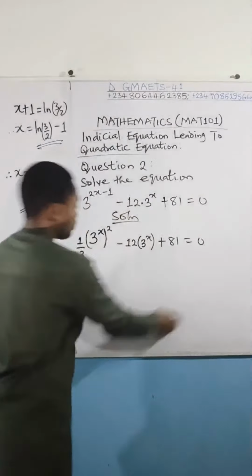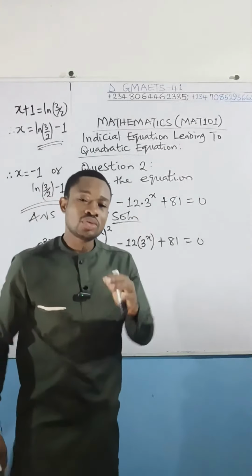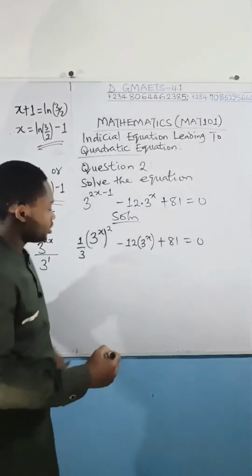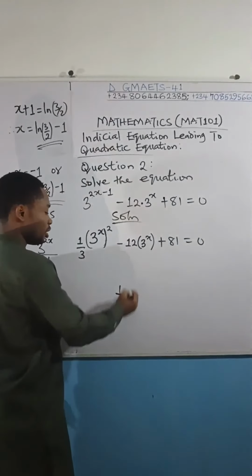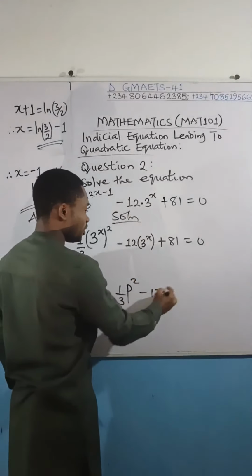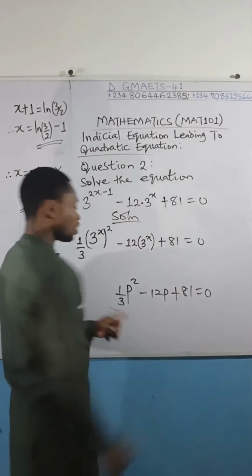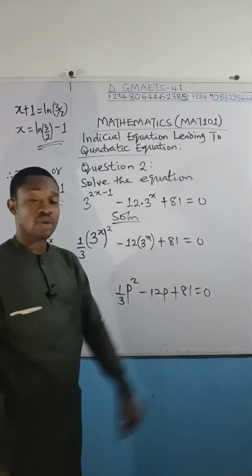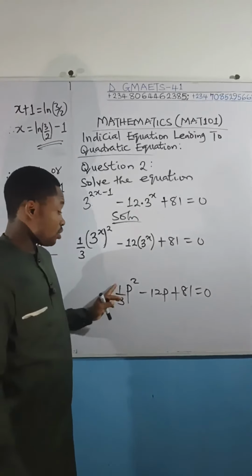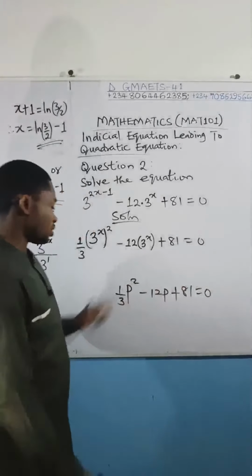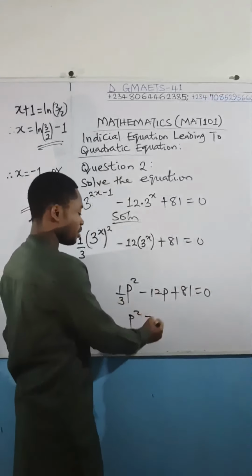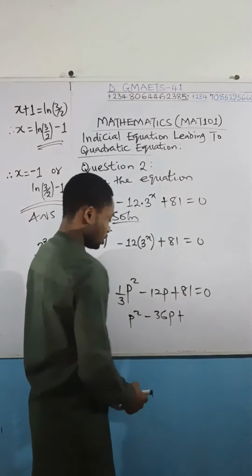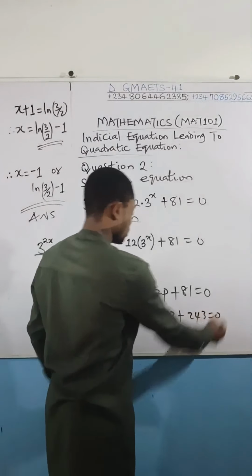Now we have gotten our proper quadratic equation, where the quadratic equation contains the unknown term 3 to the power of x. It's just like somebody giving you 1 over 3 p raised to the power 2 minus 12p plus 81 equal to 0 to solve. Now, if you like, you can clear the fractions. You can clear the fraction by using the LCM 3 to multiply all the terms, so that this will become p squared minus 36p plus 3 times this is going to give you what? 243 equal to 0, and then you solve.